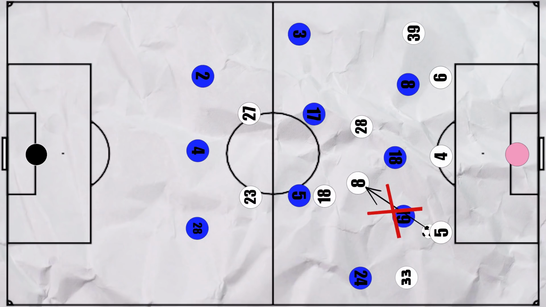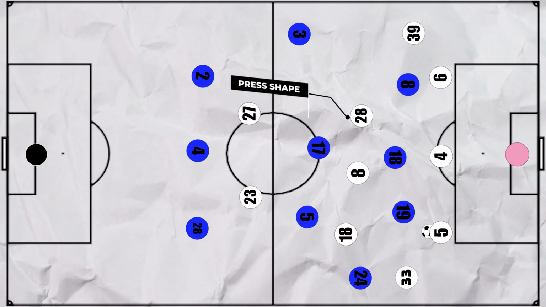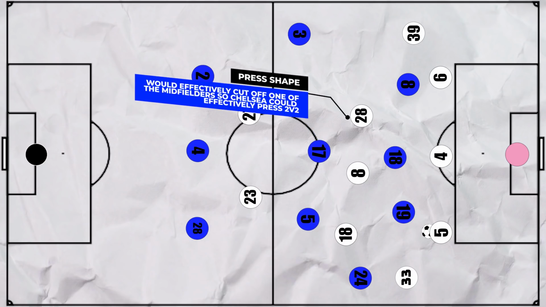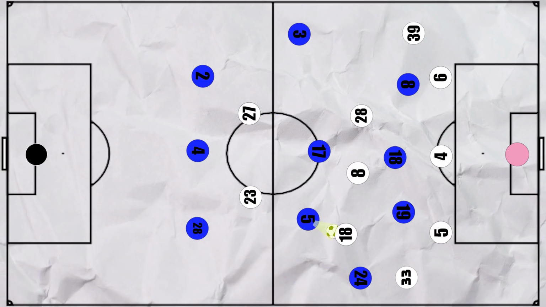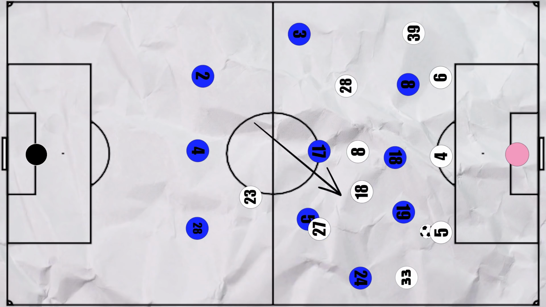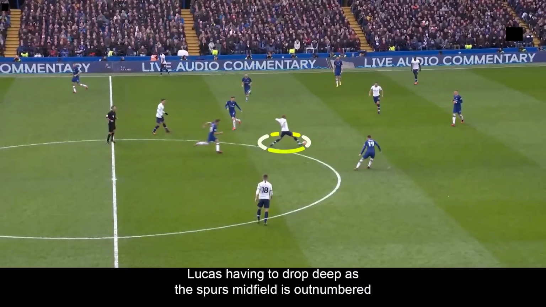Spurs would often try to drop Lo Celso to help with this, but because Chelsea's front three used their cover shadow as well, it meant that Chelsea's midfield two could often cover the midfield three. And even when he was dropped, he was still ahead of Chelsea's midfield, rather than penetrating between the lines. Lucas was often frustrated and dropped really deep to help the build-up, which would reduce the attacking threat.